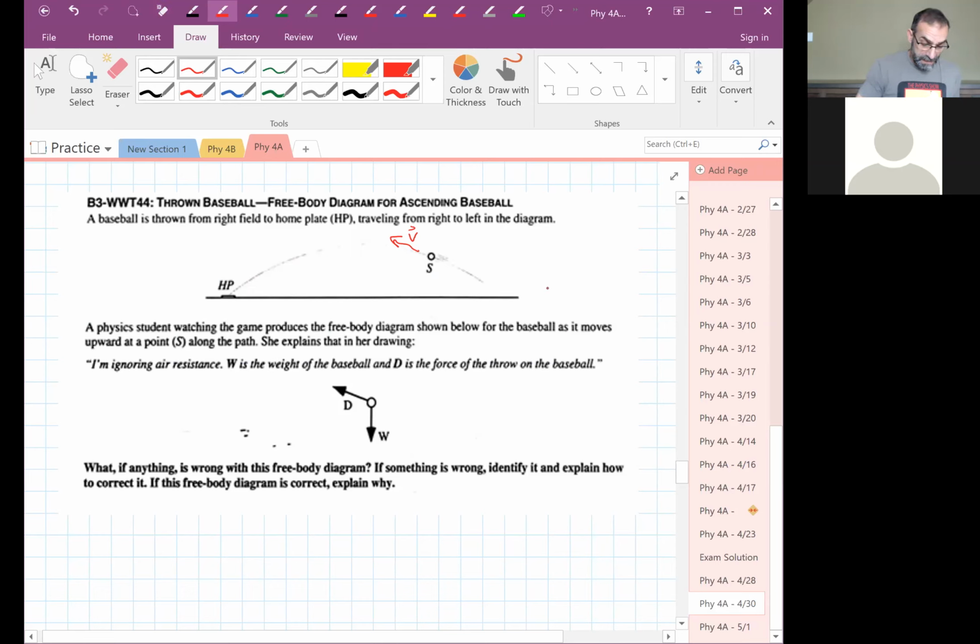So it says a physics student watching the game produces this free-body diagram for the baseball as it moves upward at point S along this path. And this is the explanation. I'm ignoring air resistance. W is the weight of the ball, and D is the force of the throw on the ball. What, if anything, is wrong with this free-body diagram?